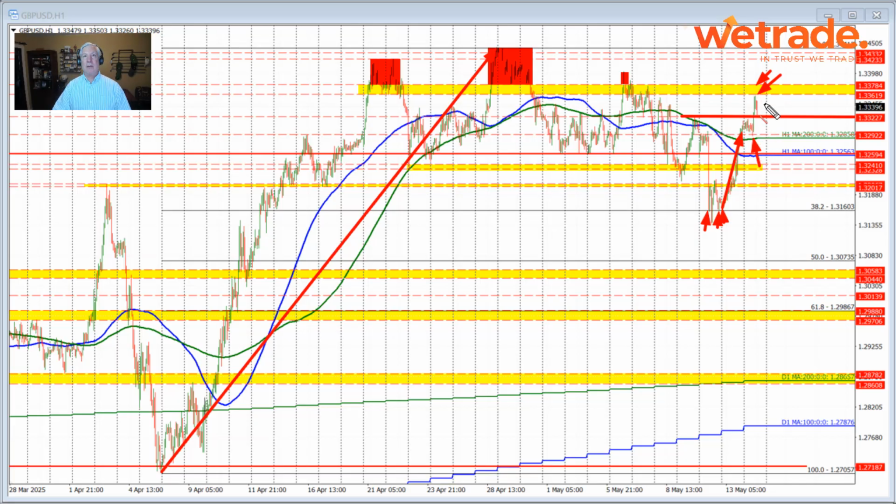If we hold support against that level, it gives a springboard for another run toward the swing area right through here before we head up toward the extreme.